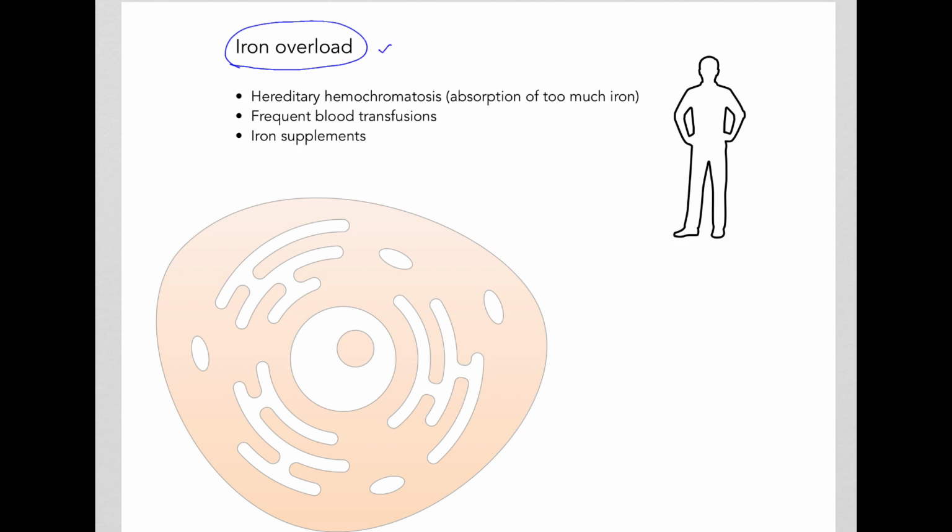For example, the genetic disease hereditary hemochromatosis, where the patients absorb too much iron. There is iron overload that can happen because of frequent blood transfusions or taking high doses of iron supplements.